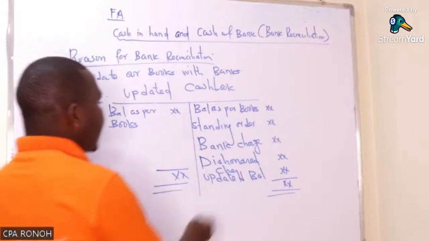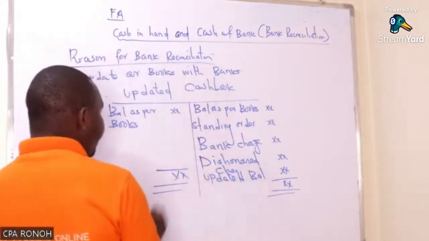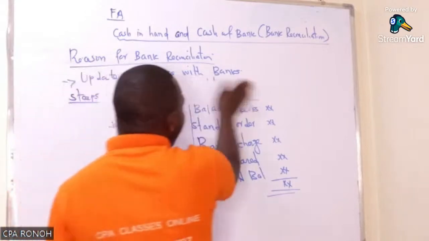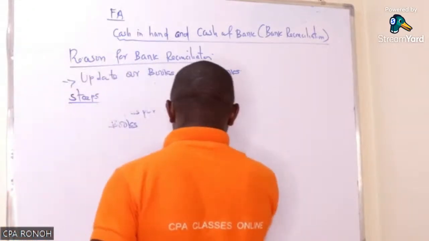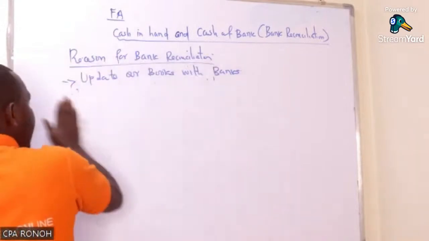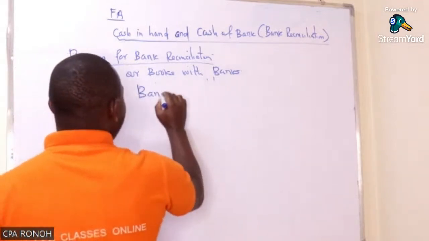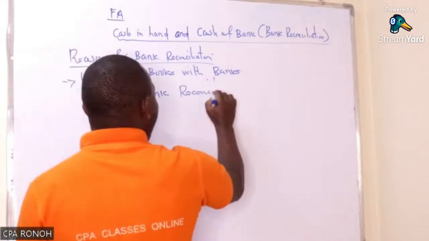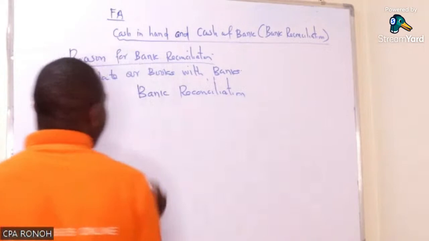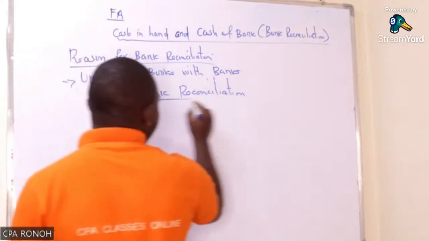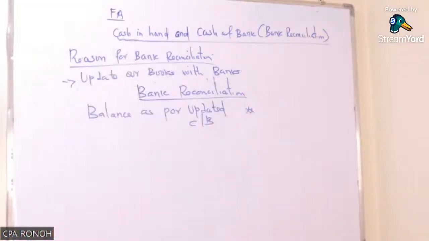So once you have got this updated balance, then we have to have the bank reconciliation. That is step 2. So the bank reconciliation as of this date. Then you get your balance as per updated cash book.